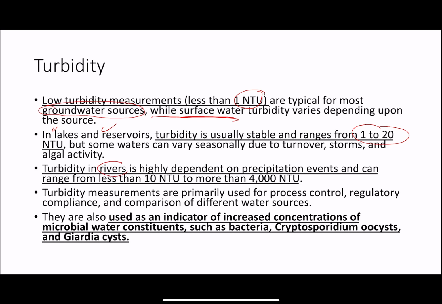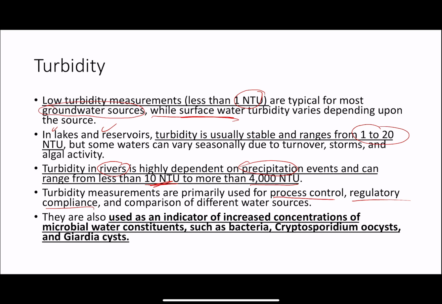Turbidity in rivers is highly dependent on rainfall, precipitation, and can range from 10 NTU to more than 4,000 NTU because of rain coming in, disturbing all the soil and making all these soil particles suspended in the river. Turbidity measurements are primarily used for process control, regulatory compliance, and to compare between different water sources.